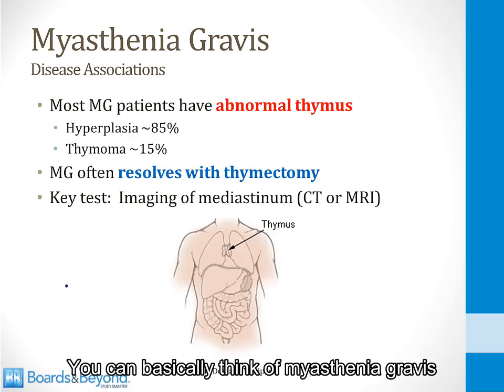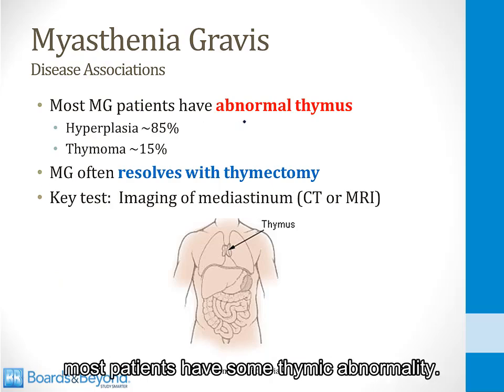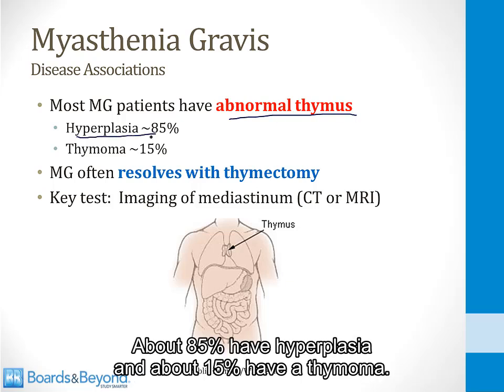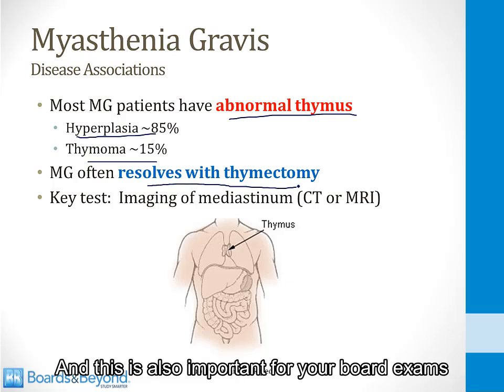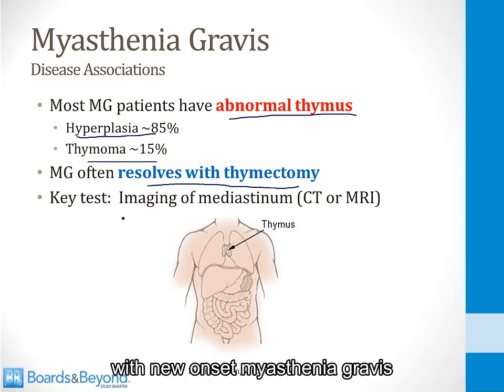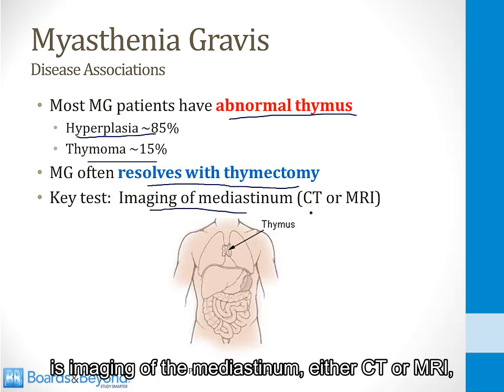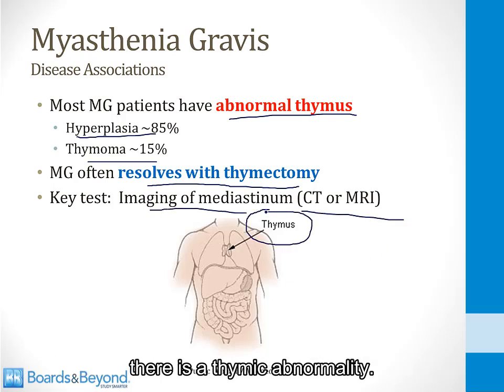You can basically think of myasthenia gravis as a disorder of the thymus, and that's because most patients have some thymic abnormality. About 85% have hyperplasia and about 15% have a thymoma. And this is important clinically because the myasthenia gravis usually resolves with thymectomy. And this is also important for your board exams because a key test in a patient who presents with new onset myasthenia gravis is imaging of the mediastinum, either a CAT scan or MRI, because you want to know whether or not there is a thymic abnormality.